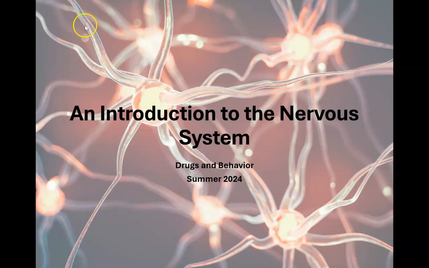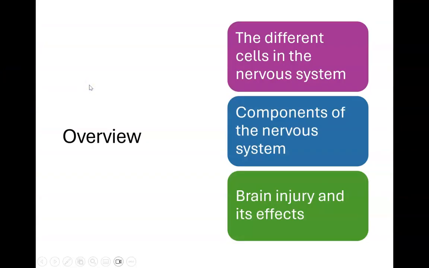So let's go ahead and give a brief overview of what we're going to be talking about today. We're going to start by talking about the different cells in the nervous system. And then we're going to talk about the major components and divisions of the nervous system as well, including spending a little bit of time talking about cerebrospinal fluid and a little bit of time talking about genes. Then we'll finish up by talking about brain injury and why it can be so difficult to restore the brain to its prior state. We'll talk about some of the difficulties with that.